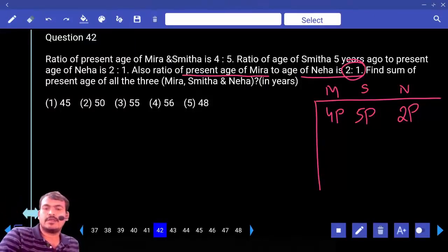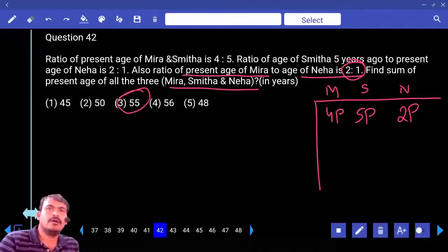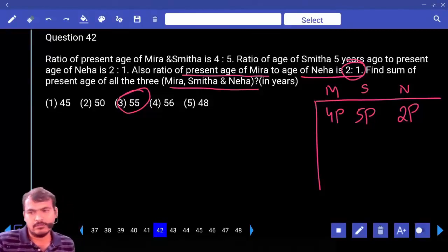We require the sum of the 3 persons, or not? 4 plus 5, 9. 9 plus 2, 11. How many options? Only one, or not? How many parts do we need? 11 parts. How many options are 11 multiples? Only one, or not? Next.